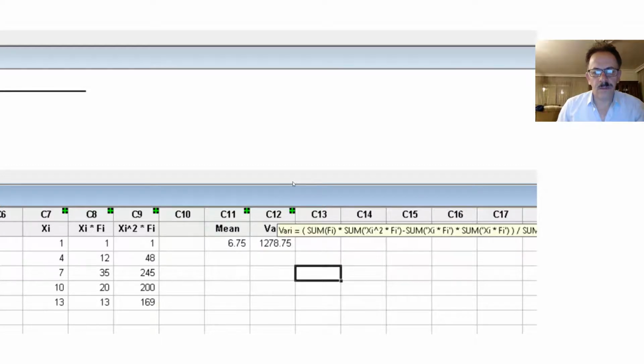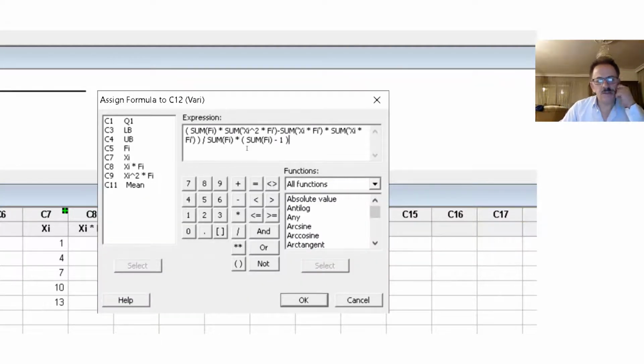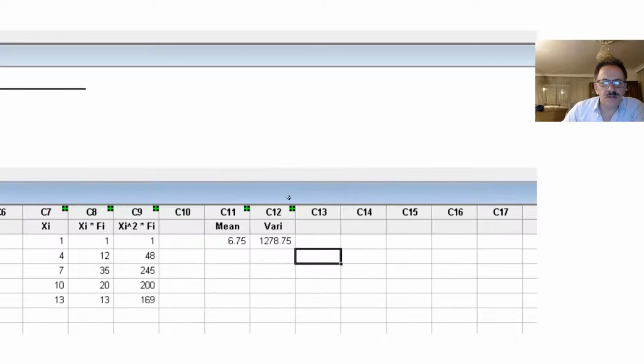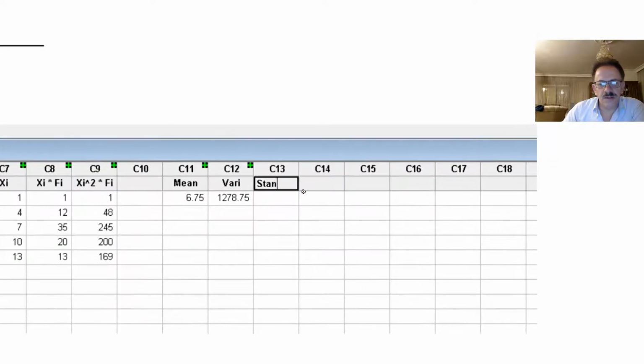So the variance is, let me check the equation. Here's the equation. The summation of fi times the summation of xi fi squared, that's good. The summation of xi fi times the summation of xi fi. Here it means that I am squaring that summation of xi fi, divided by the summation of fi, divided by the summation of fi minus 1. So the variance is this one.